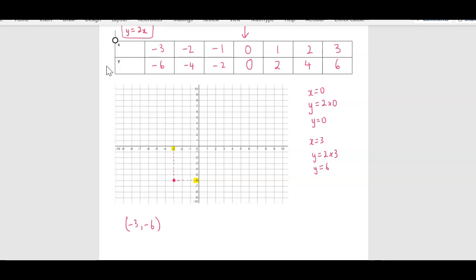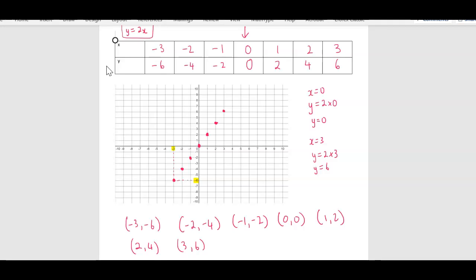All right, you can plot all the points. So the next one is -2, -4. The next one is -1, -2. Then we've got 0, 0. And you should notice that they form, hopefully, a straight line. If they don't form a straight line, you've probably made a mistake somewhere. And then lastly, 3, 6. All right, so you can see they all form a straight line.